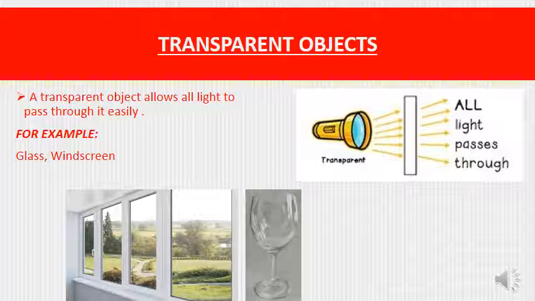Transparent materials. A transparent object allows all light to pass through it easily. As you can see in the picture, a torch, and there is a transparent object. The transparent object allows all the light to pass through it easily. Examples of transparent objects are glass window, window screen, glass, etc.